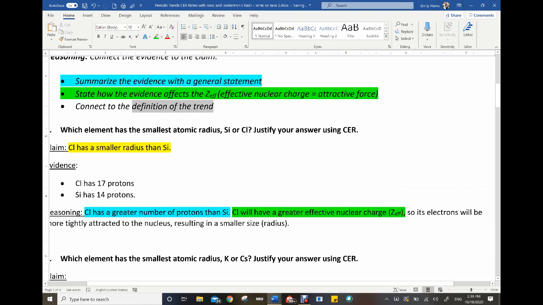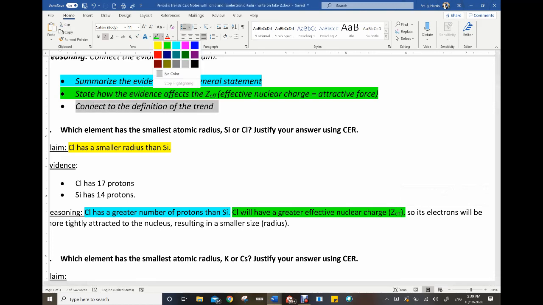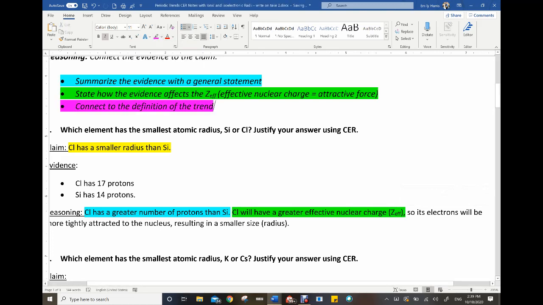Then finally, one of the things that's very important not to leave out of your reasoning is to connect this back to the definition of whatever trend is in question. For example, in this case, we've been asked about atomic radius, which means that we need to connect our question back to what atomic radius means. We know that radius is referencing size. So here's how we tie that in.